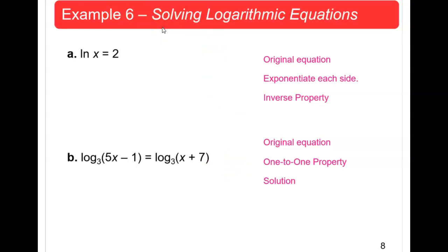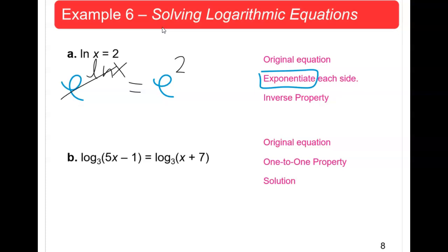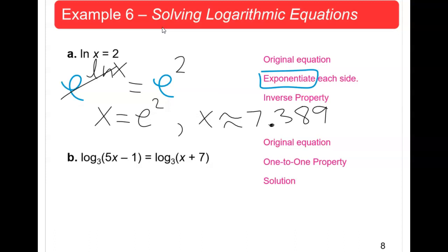Okay, so we have natural log of x equals 2. What we could do is exponentiate each side. So it will be e and e. We will have here ln x equals 2, I mean e to the power 2. Then, of course, the ln and e will cancel out, so x will equal e to the power 2. And if we were asked to enter an approximation of that, it will be 7.389 if I round it to 3 digits.